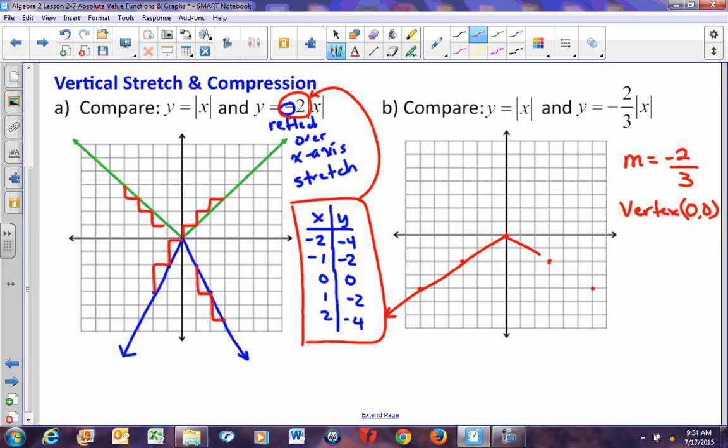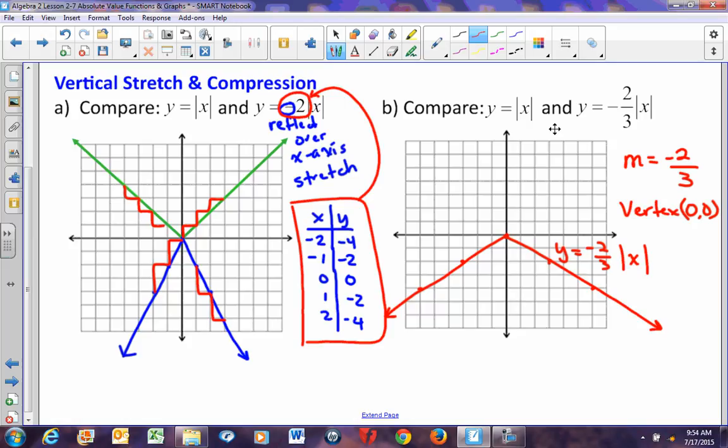And notice since it's a fraction, it's a wider graph. The blue graph here on the left for letter A is a stretch. And the fractional graph, or the graph for the red one, is a compression. So this is the graph of y equals -2/3 absolute value of x. And so once you can find your vertex, absolute value graphs are actually very, very simple to graph.